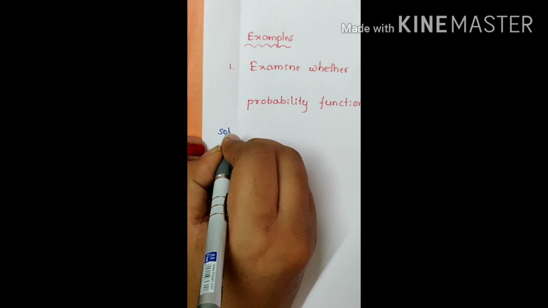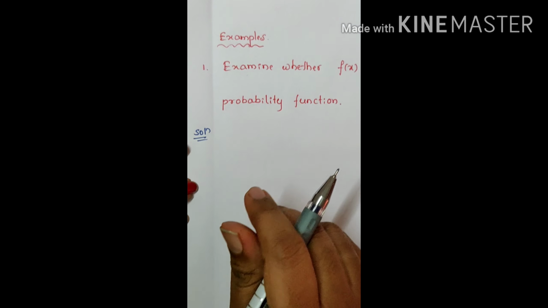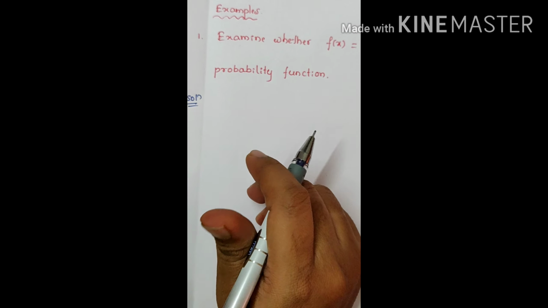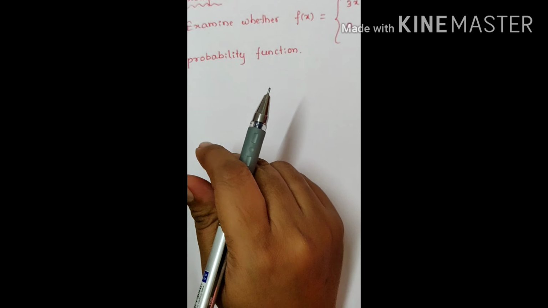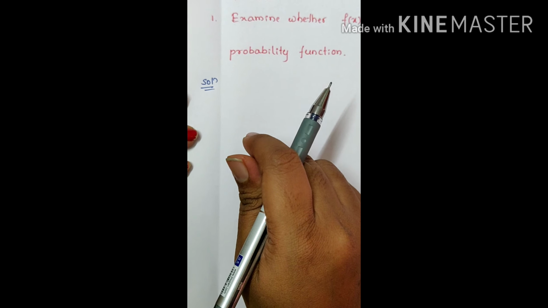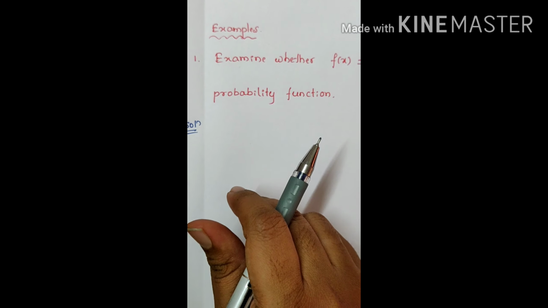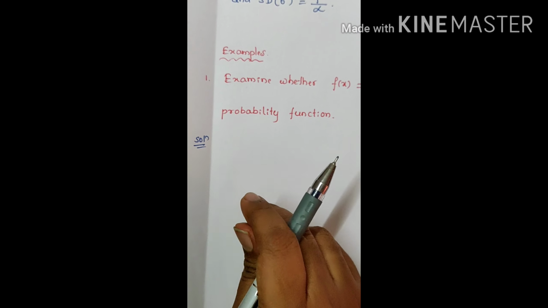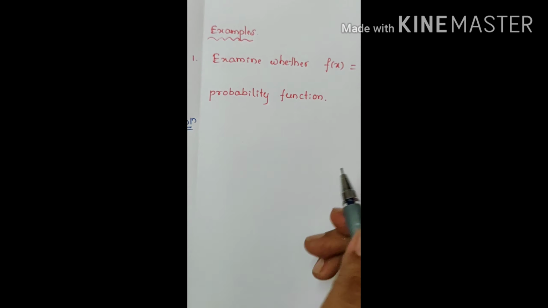Solution. So we need to check whether the given function is a probability function or not. The conditions for probability density functions are: the function should be greater than or equal to 0, and its integral from minus infinity to plus infinity must be equal to 1.